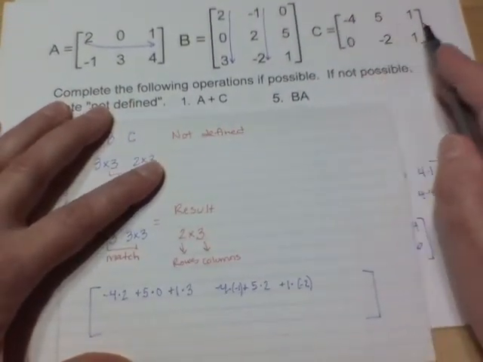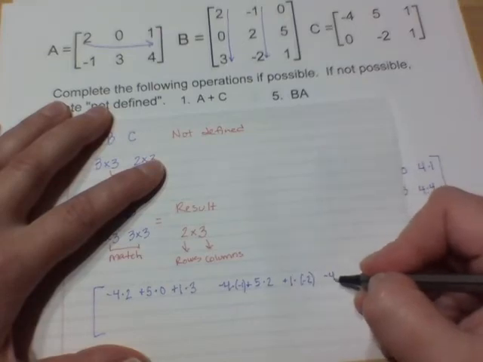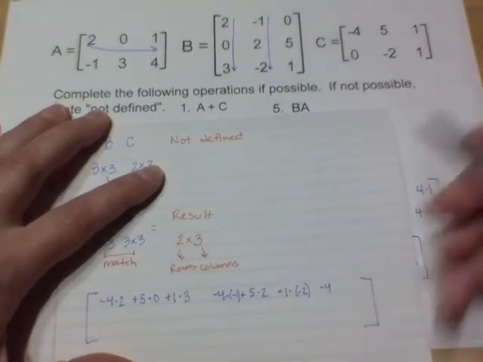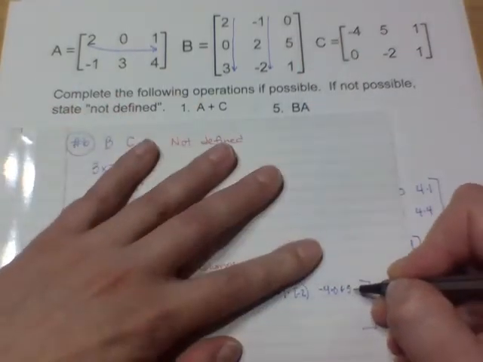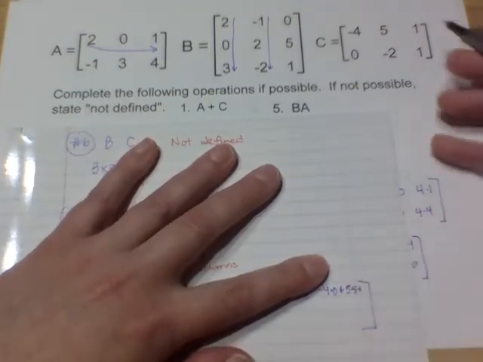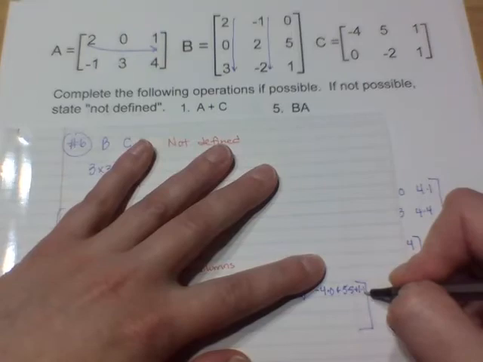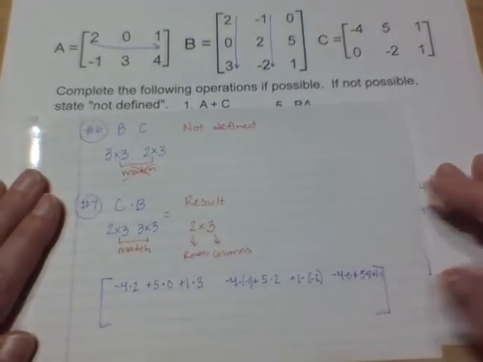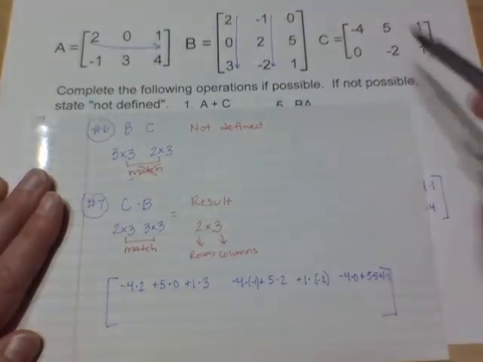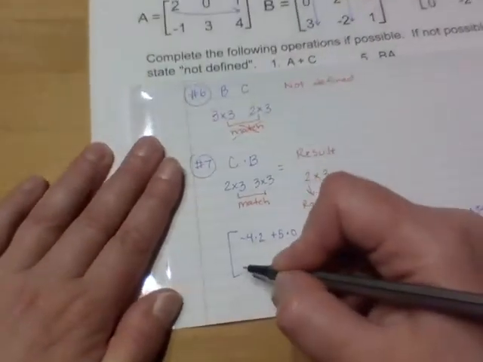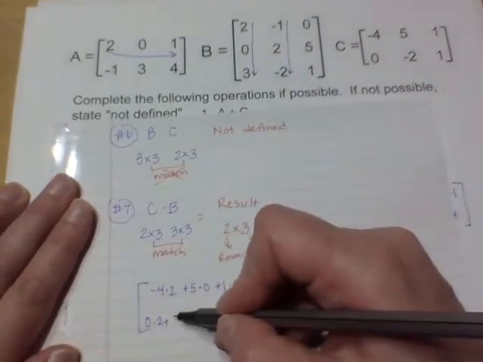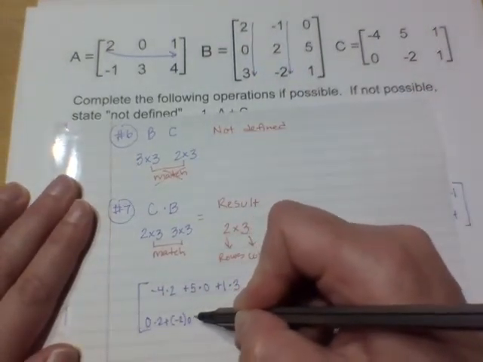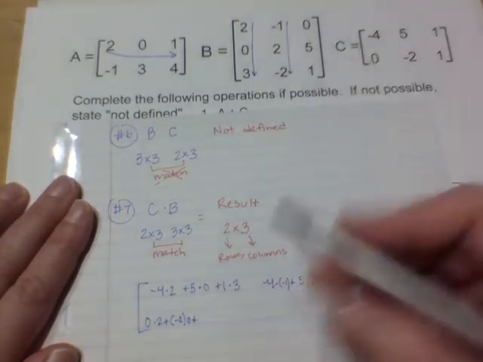And then the last thing, again, is still this same row, which is -4, but times this column. So times 0, plus 5 times 5. And then plus 1 times 1. Didn't run out of room. Okay. Then we're going to do this next row with these 3 columns. So we're going to do 0 for this first piece times 2, plus -2 times 0, plus 1 times 3.